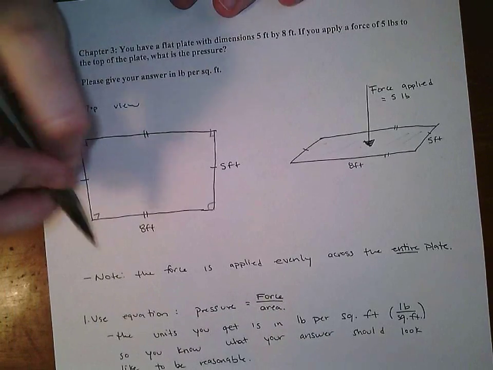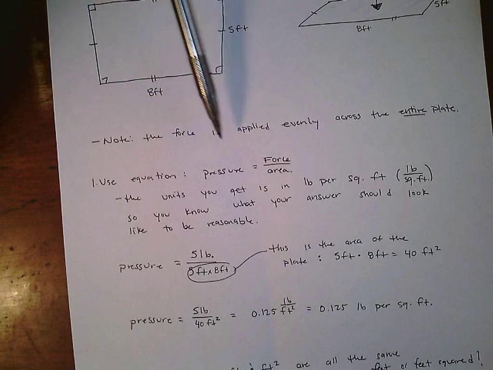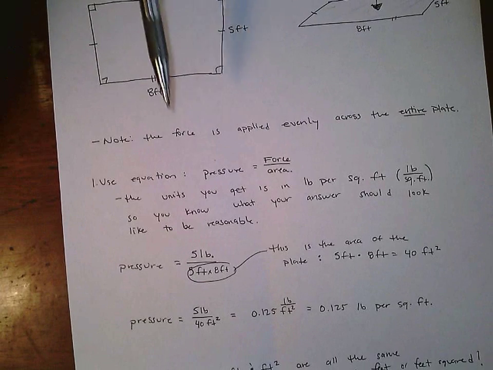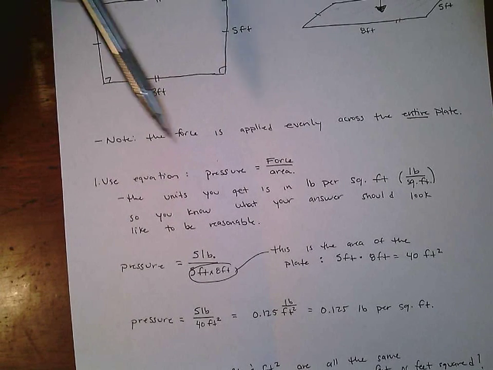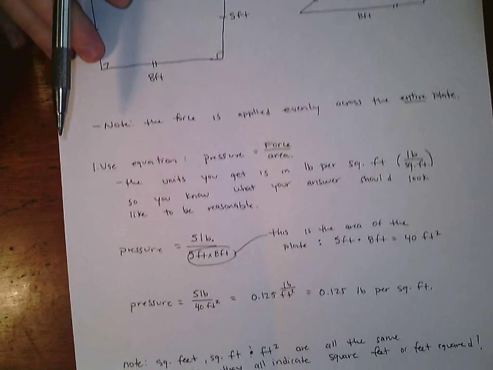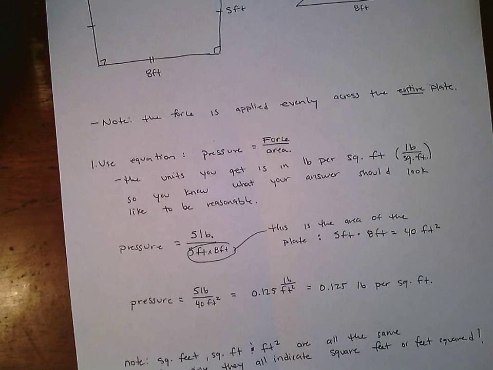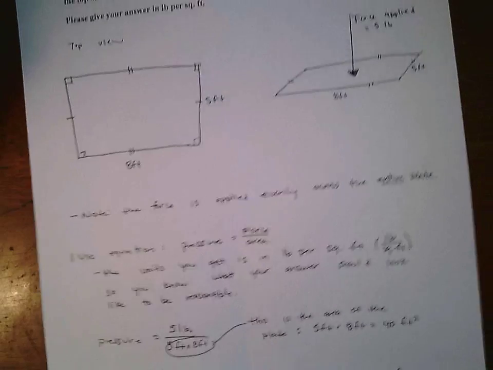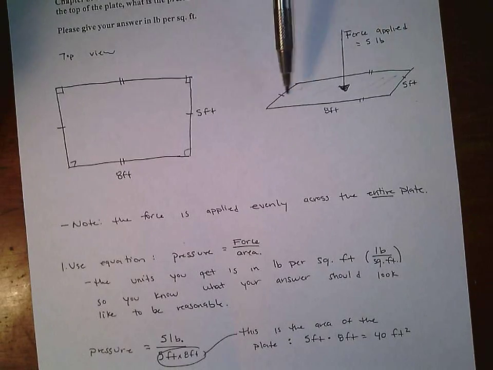So we use the equation pressure equals force divided by area, so that the units will end in this case in pounds per square feet. So we use this equation. So we know that the force being applied is 5 pounds. So 5 pounds divided by the total area.